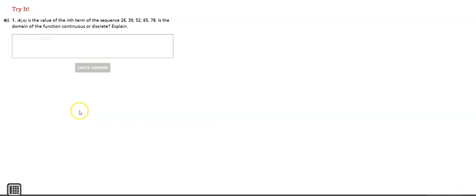Okay, so what you are going to go ahead and do is tell me if a of n is the value of the nth term of this sequence right here, is the domain of the function continuous or discrete? And hopefully you remember what those two words mean. Continuous means if I were to graph it, I would end up graphing my points and drawing a line through all of them because all of the values between those points work. A discrete function is individual points. It only works for those individual points, and the numbers between those points do not work.